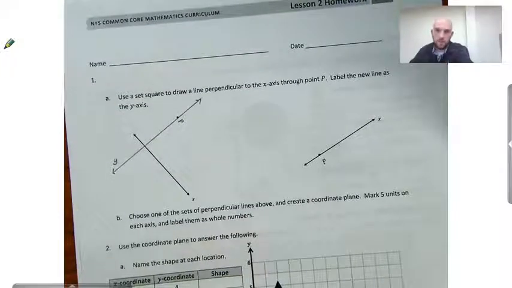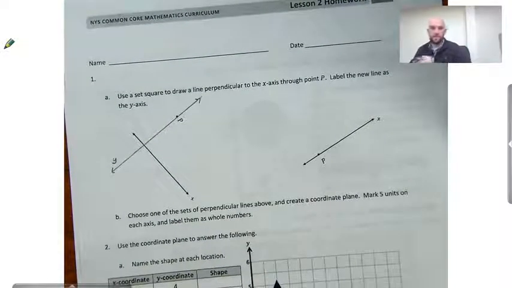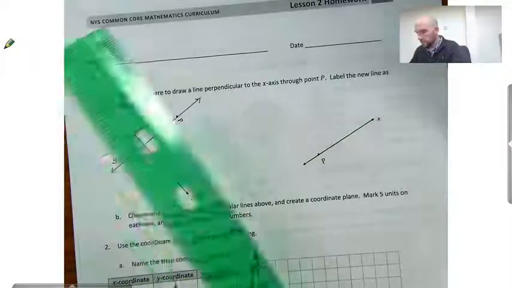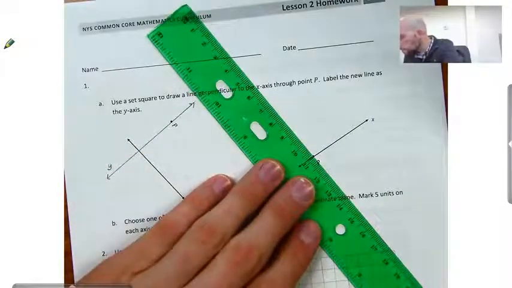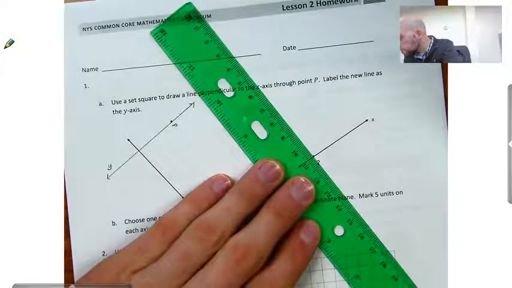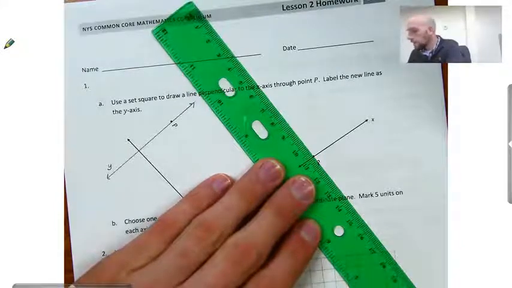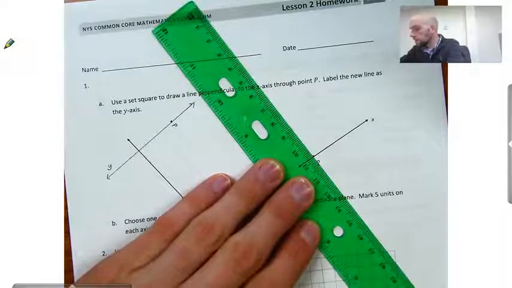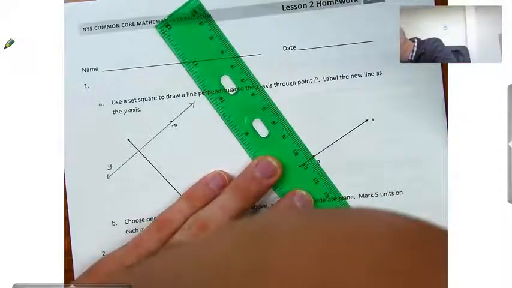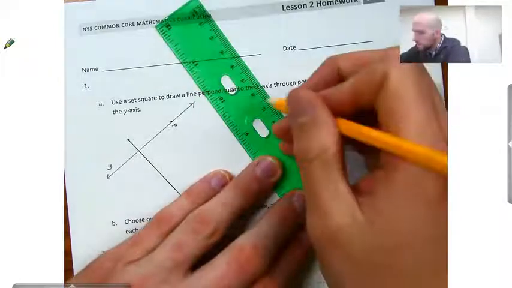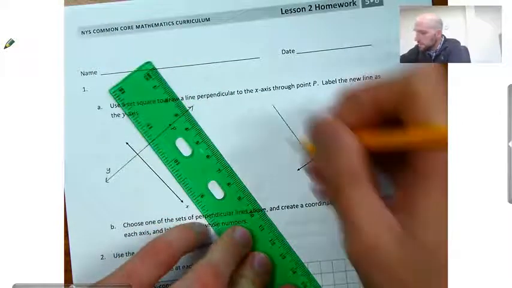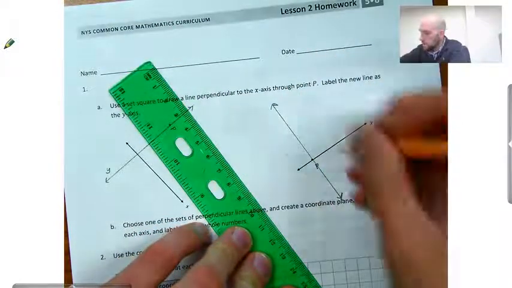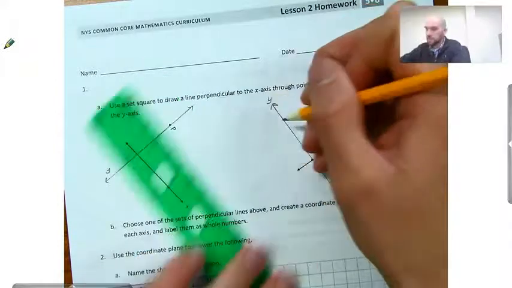And then we'll do the same thing here on the other one. So we have our x-axis there. So there's a 90-degree angle here between these two lines. And there is our y-axis.